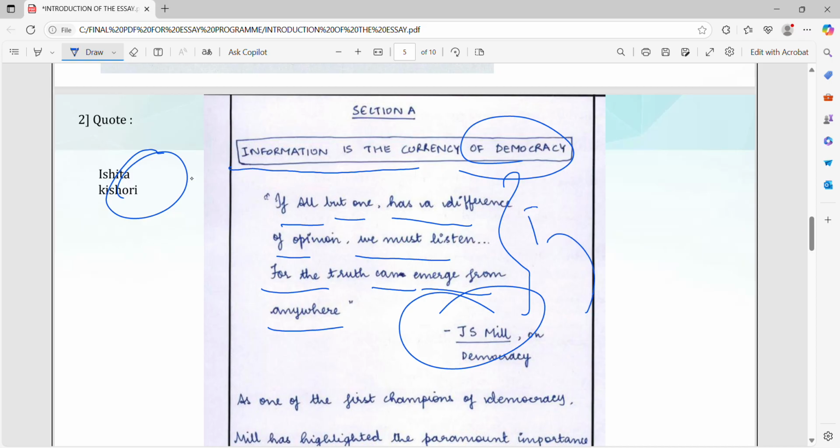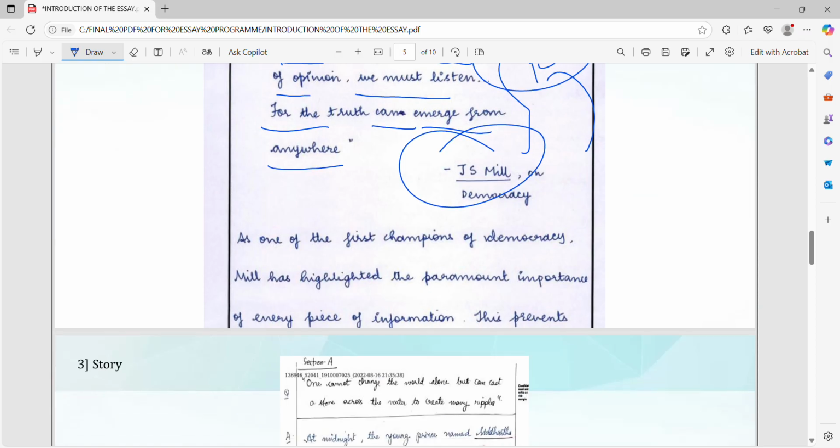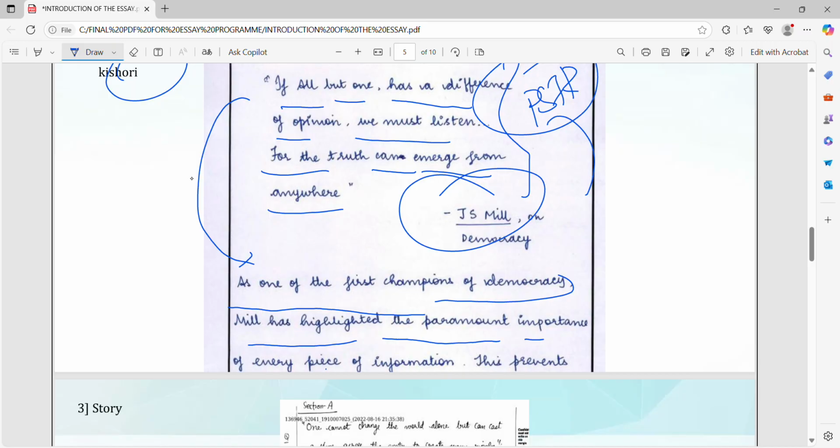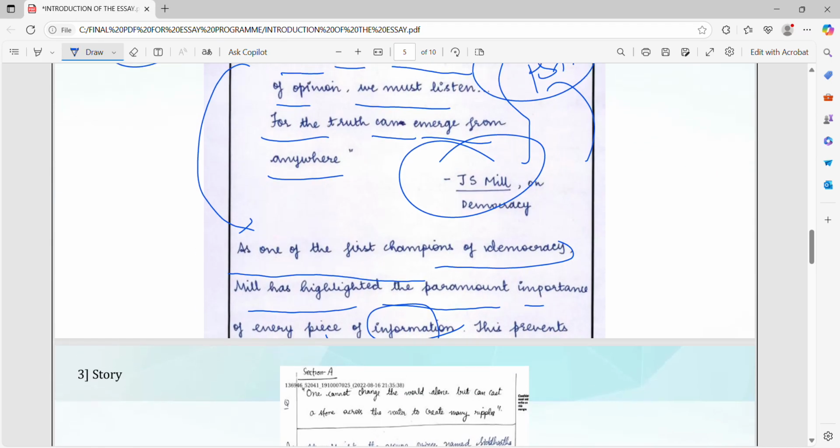She was a student of PSIR, that is why she has written this quote. You can also write from GS1, or you can take a quotation. So she started and explained this quote here: as one of the first champions of democracy, Mill has highlighted the permanent importance of every piece of information.